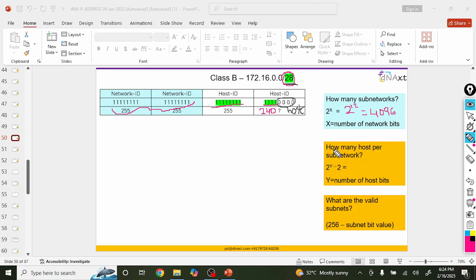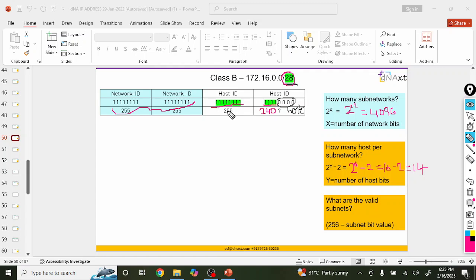Okay. And how many hosts per subnetwork? Number of host bits are 4. So 2 to the power 4 minus 2. So actually 16 minus 2. So 14 valid host IP addresses. What are the valid subnets over here?